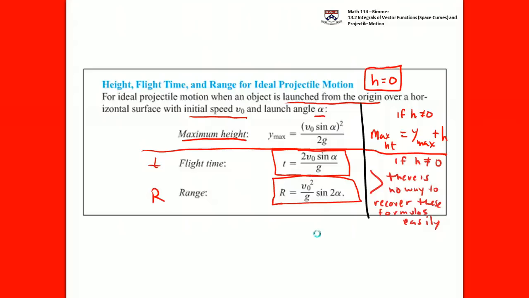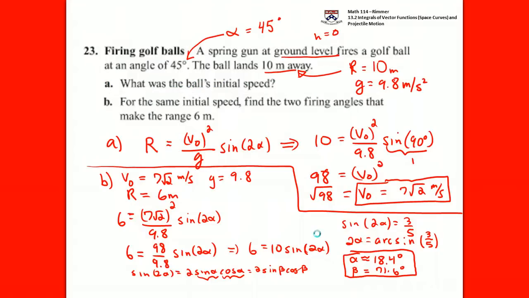Our book gives us these formulas. Only use them when you're launched from the ground. When you're launched from initial height, h equals 0, definitely use them then. But if you're not launched from an initial height of 0, then I say don't use them. Okay. Here's a question that has us being launched from the ground.